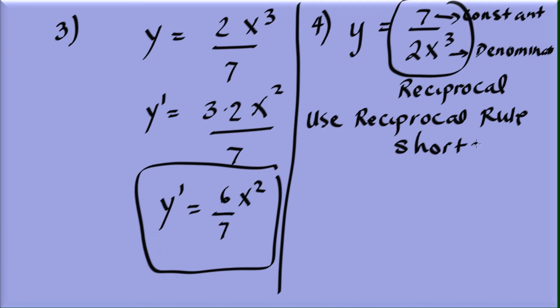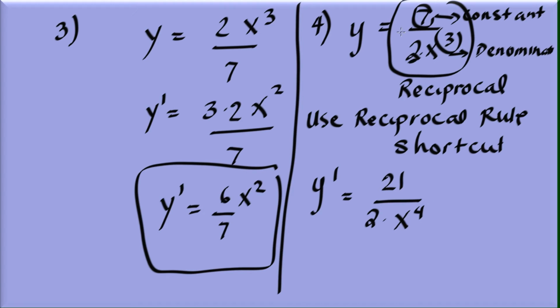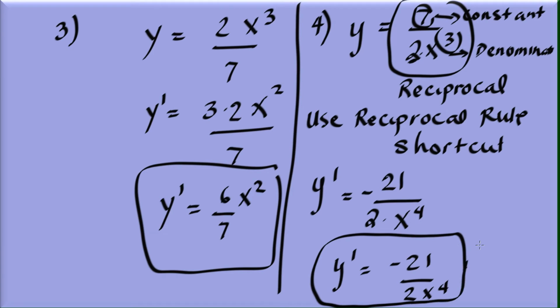Okay, you can use the reciprocal rule shortcut. Again, let's see if you remember that. So your y prime is equal to what? Multiply 7 times 3. So that's 21 over, okay, so copy that, a constant 2 multiplied by x. So you're not going to do anything with this 2 over here. x raised to 3 plus 1, so becomes a 4. And last step is switch the sign, so it's going to be negative. So y prime is going to be negative 21 over 2x to the 4th. Okay, so this is using the reciprocal rule.